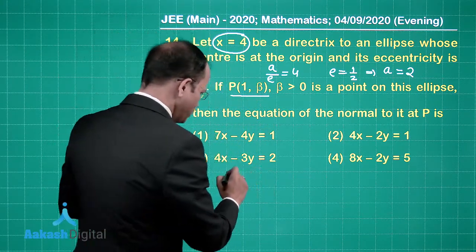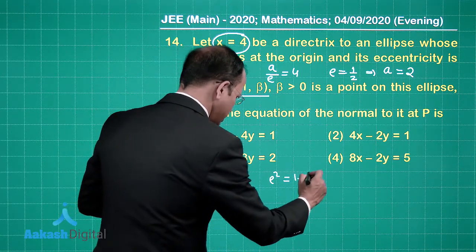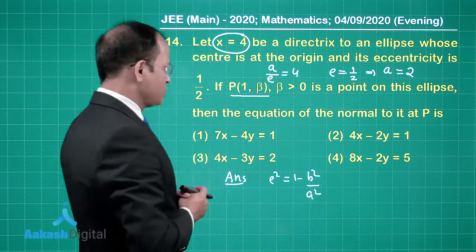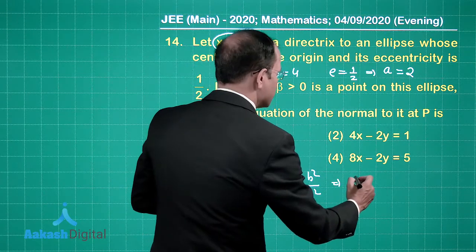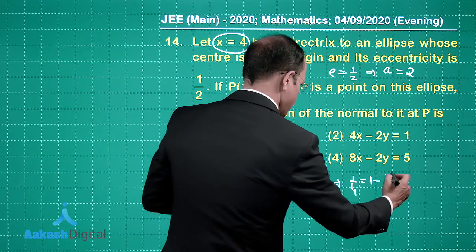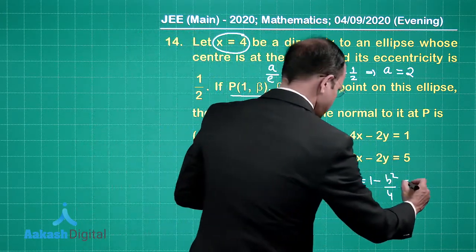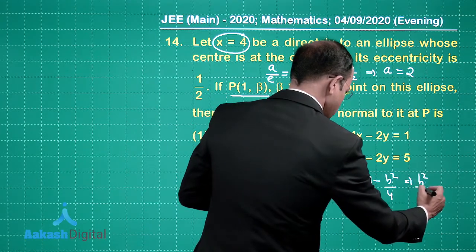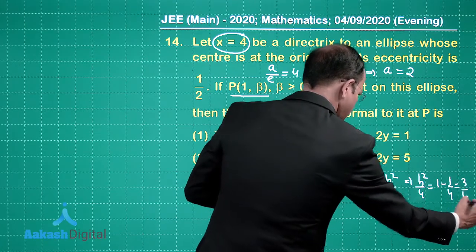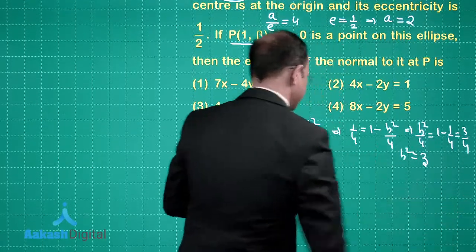So what we know is that e square is equal to 1 minus b square upon a square. This is the relation between a, b and e. So if we have e here, it is nothing but 1 by 4, and this is coming out to be 1 minus b square upon 4, right? So this is how we can write it. So b square is what? b square by 4 is 1 minus 1 by 4, which is 3 by 4, right? And b square is coming out to be 3, right? So b square is 3 we have.